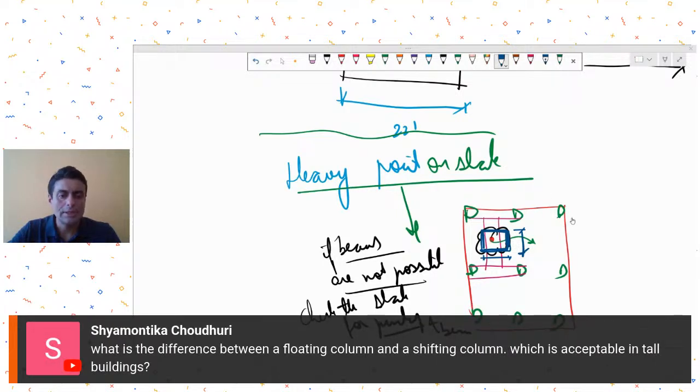Okay, Shamantika ji is asking what is the difference between a floating column and a shifting column, which is acceptable in tall buildings. As far as I understand, shifting column and floating column may be something similar. Shifting column, I would say, if your column is continuously shifting or there are continuous offsets in your column along the story levels, in those cases some people call it a shifting column. However, it's one and the same thing in my opinion, a floating column or a shifting column.